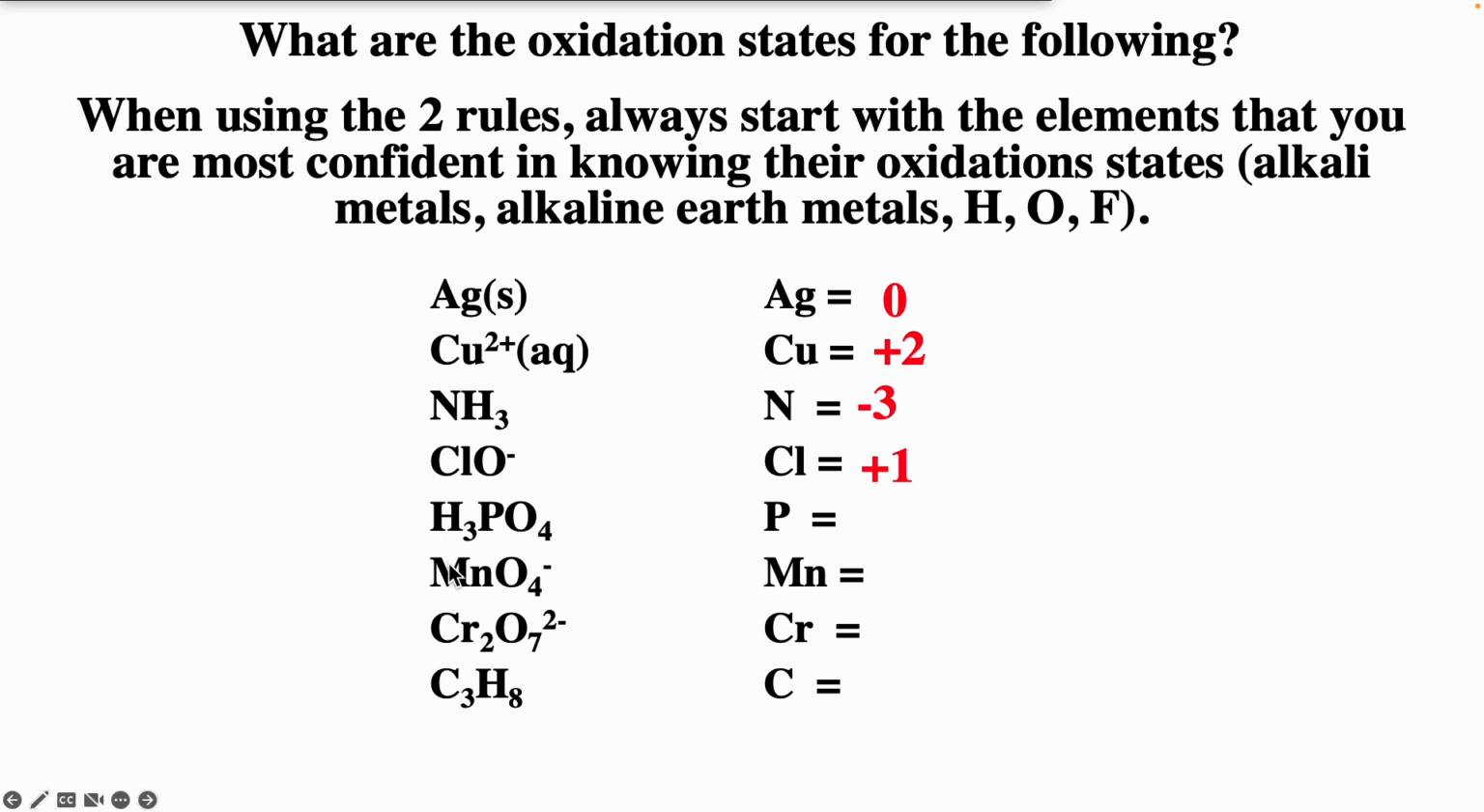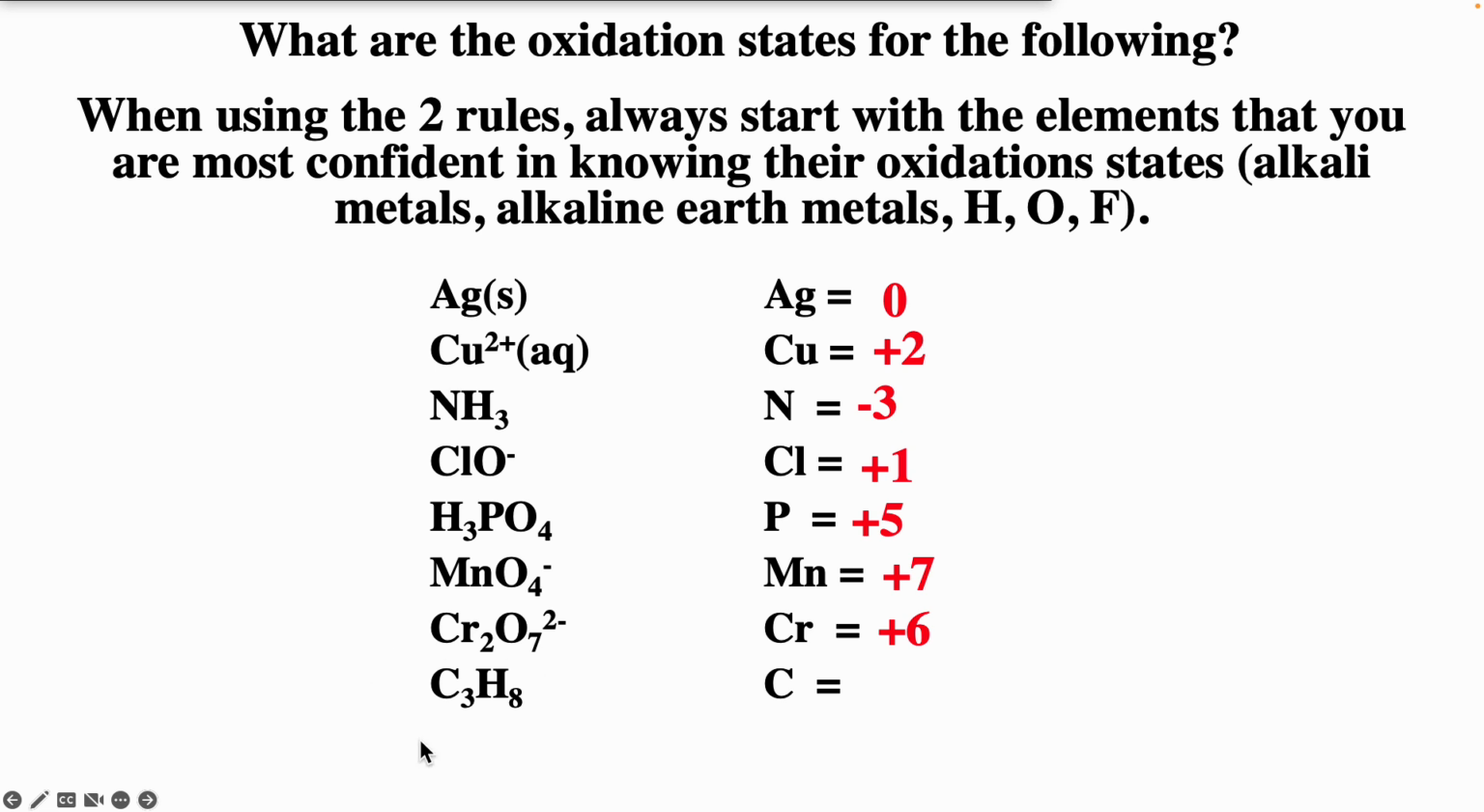For this one, we got a +3 minus 8. And so that leaves us with a +5. Here we have manganese minus 8. Remember, each oxygen is -2, equals -1. So the manganese should be a +7. Here we have the dichromate. And so 2 times the chromium minus 14 equals -2. And so 2 times chromium equals +12. And so each chromium should be +6.